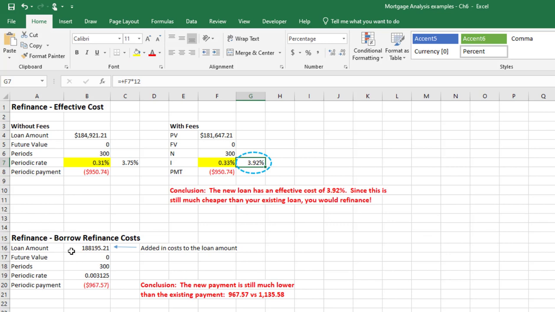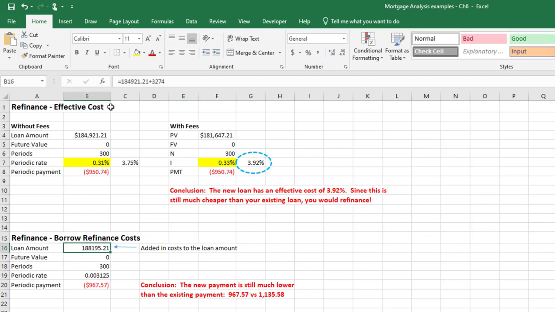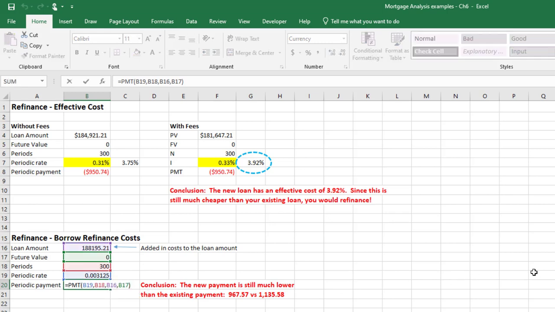And with the borrowing the financing costs, that's what's going on here, is that here's the amount of money that we need to pay off that existing loan, and then we're going to add to that how much money we are paying in fees. So we're going to borrow the fees and see how much that would cost us if we did that. So we find out our new payment is $967.57. That's still much lower than the $1135 that we had before. So again, this all says that we should be refinancing.